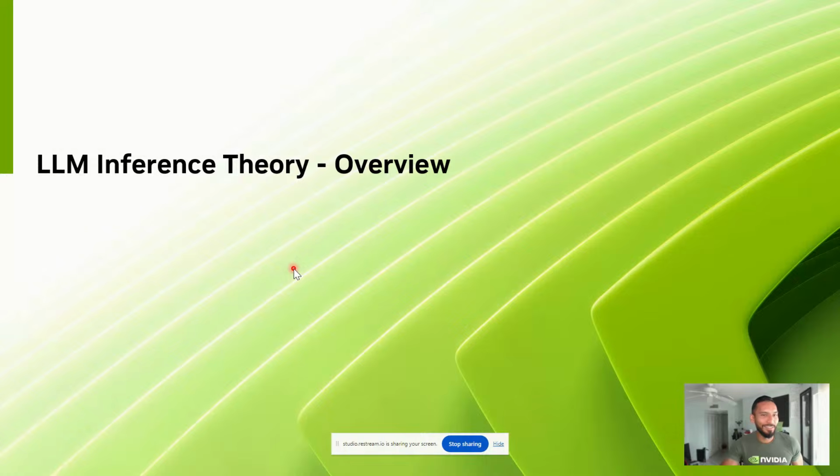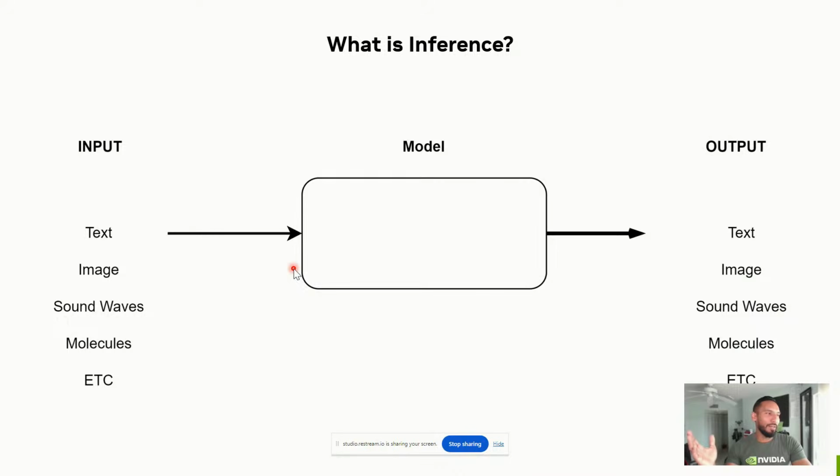Okay, jumping into the theory, super high level. What is inference? I think it's good to take a step back. If you don't know what inference means, it's just getting an output from a model given some corresponding input. I put many different types of inputs, even though we're talking about LLM inference today. I think what you'll end up seeing over this year and next year is this multimodal type of inferencing, where you're going to be pushing a lot more data into these models to get some corresponding output. That output, as you're seeing on the right-hand side, could be text, image, sound waves.